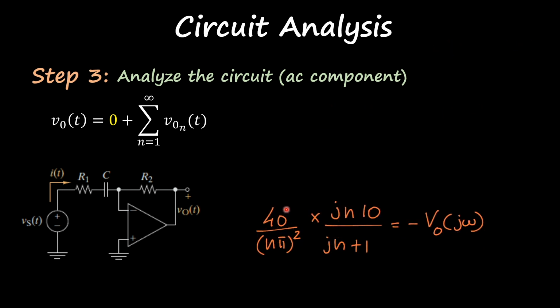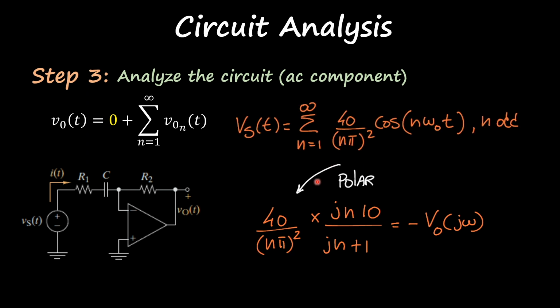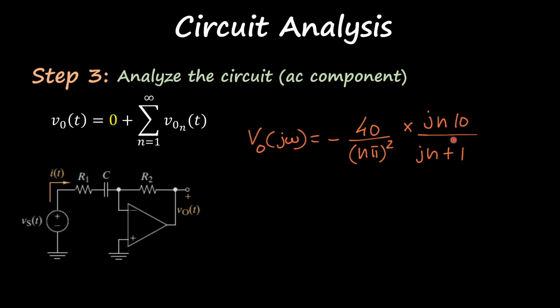Now we substitute our input by the respective polar form of our Fourier series. So we found this on step number 1. So I substitute by the respective amplitude and phase. The phase is 0, that's why it doesn't show up here. And now that I have this here, I can multiply this part with this complex number over here, and I get this part.